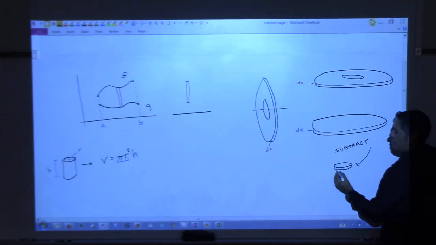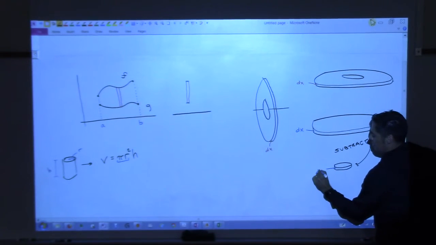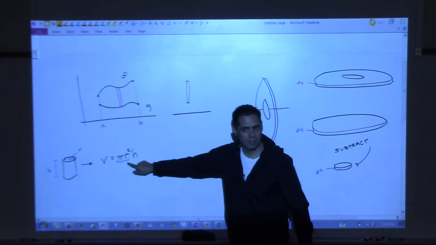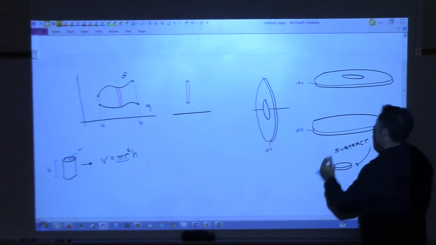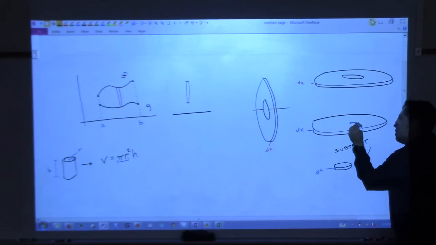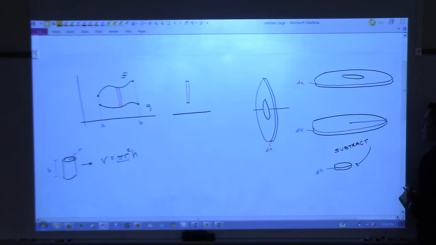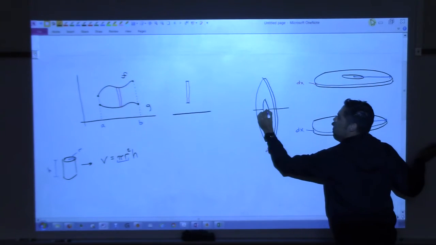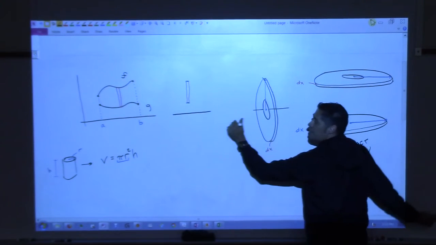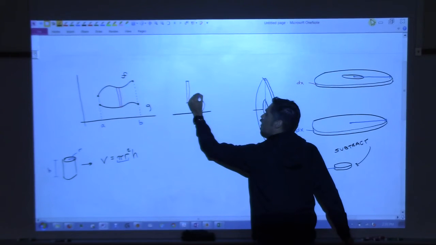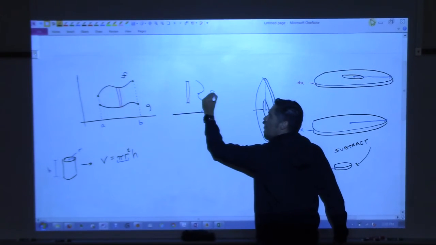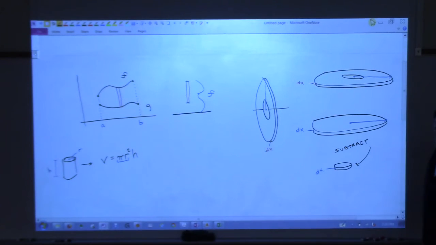dx. Do we know the height of this cylinder? dx. Okay, I'm halfway to the formula. I just need to know the radius, right? So what is the radius of this one right here? Well, that's the distance from here to here, right? But that's the distance from here to here, right? Which is f. That's f.